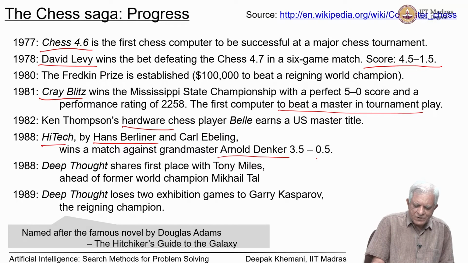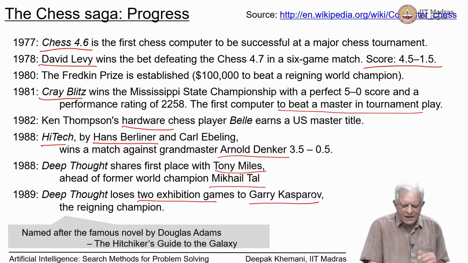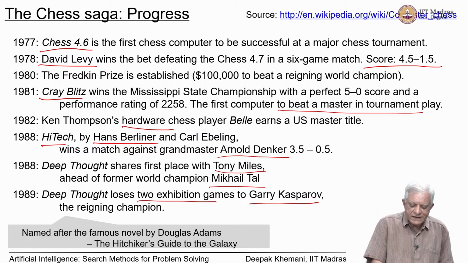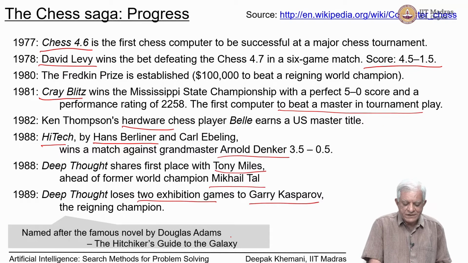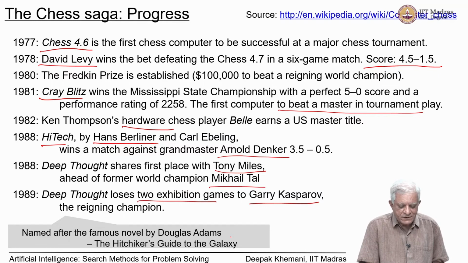Then a program called Deep Thought became powerful in the late 80s. It shared first place with Tony Miles, who was a grandmaster, ahead of the former world champion Mikhail Tal. But it lost two exhibition games to Garry Kasparov, who was the world champion at that time. The name Deep Thought was taken from the famous novel by Douglas Adams, The Hitchhiker's Guide to the Galaxy, in which a machine had this name. It is real fun to read, and I would recommend that.